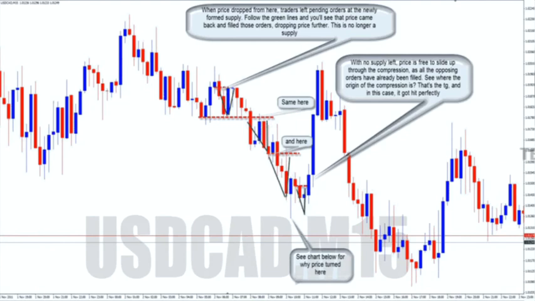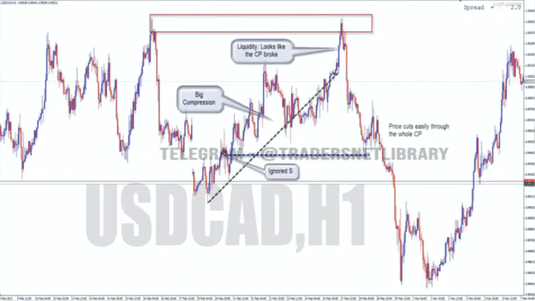It's exactly the same principle for price compressing down to demand. In the example below, price compresses up to a certain point, above which there is no supply left before the origin, so it shoots up to there before reversing and cutting through the CP.